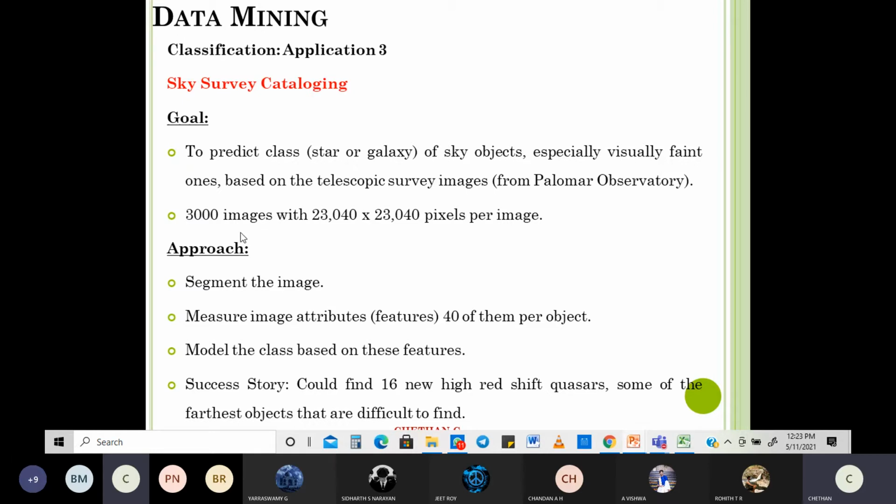You are going to take 3000 images, so think about the pixel range here. We always think of 1080 and say it's HD. Even 720 pixels we take as HD. But here I'm talking about 23040 pixels per image. We segment that image, measuring the image attributes as 40 of them per image. And what would you do? You are going to figure out whether that entire thing is basically like this.